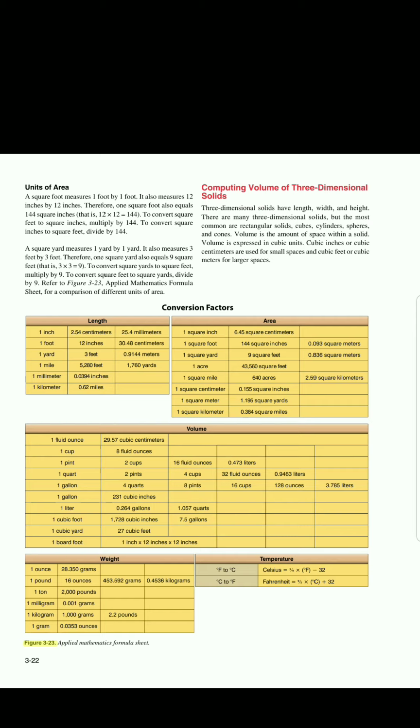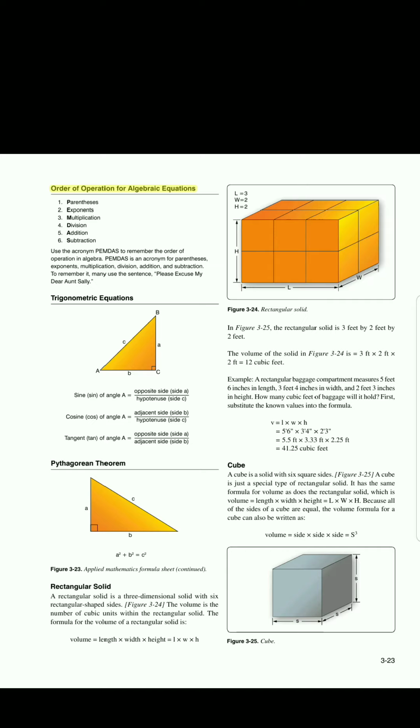Figure 3-23. Applied Mathematics Formula Sheet. 3-22. Order of operations for algebraic equations: 1. Parentheses, 2. Exponents, 3. Multiplication, 4. Division, 5. Addition, 6. Subtraction. Use the acronym PEMDAS to remember the order of operations in algebra. PEMDAS is an acronym for parentheses, exponents, multiplication, division, addition, and subtraction. To remember it, many use the sentence, "Please excuse my dear Aunt Sally."